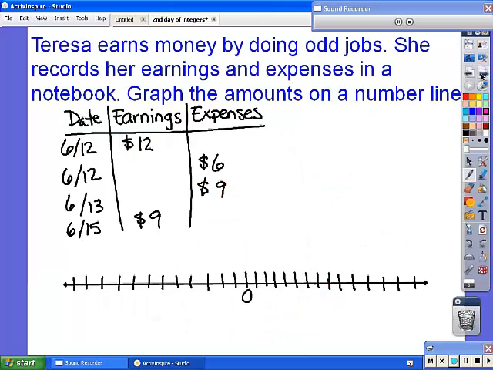All right, Teresa earns money by doing odd jobs. She records her earnings and expenses in a notebook. Graph the amounts on a number line. All right, so an earning is something good, so that would be a positive number, and an expense would be a negative number. And we're just going to treat these as every different number. We're not going to actually do a checkbook type thing. So if you earn $12, you're going to go out to a positive 12.